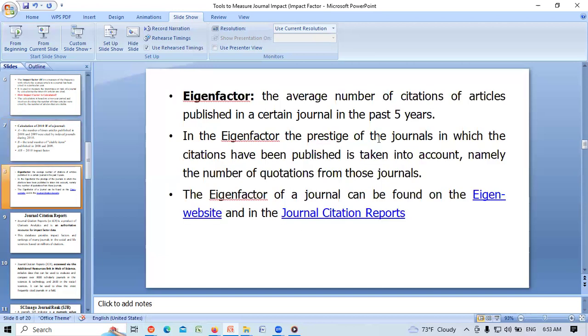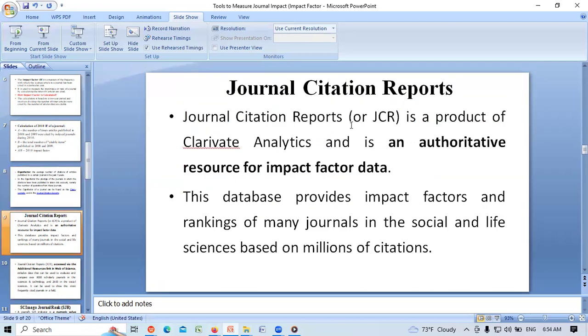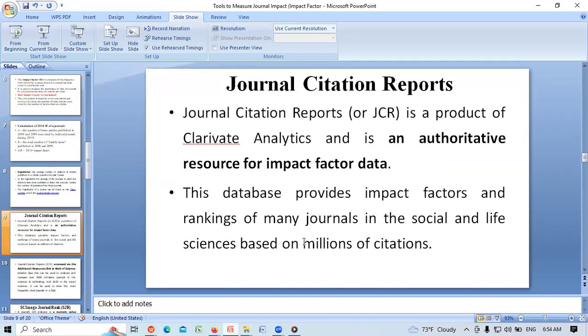The h-index is the average number of citations of articles published in certain journals in the past 5 years. In this index, the prestige of the journals in which the citations have been published is taken into account, namely the number of quotations from those journals. The index of journals can be found on the website in Journal Citation Reports. Journal Citation Reports is a product of Clarivate Analytics and an authoritative resource of impact factor data. The database provides impact factors and rankings of many journals in the social and life sciences based on millions of citations.